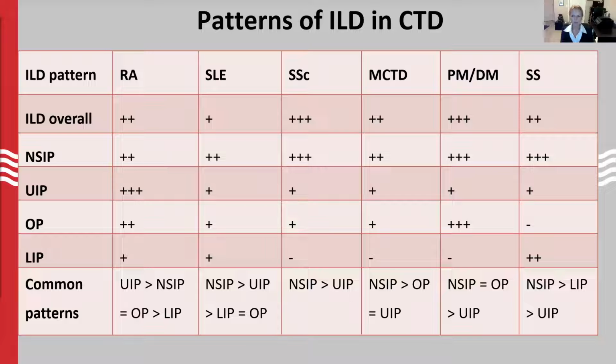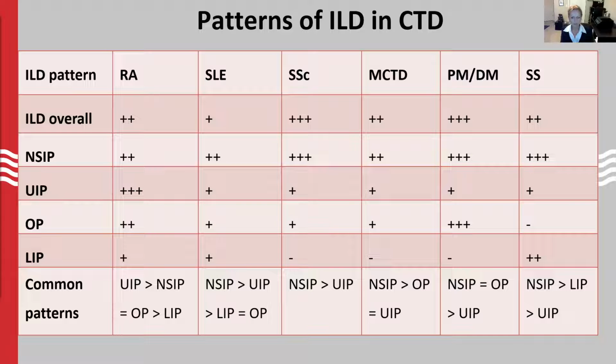So patterns of interstitial lung disease in CTD are not that easy, because one disease can have different patterns in different patients. Also, the pattern may change, or the patterns may coexist in the same patient.